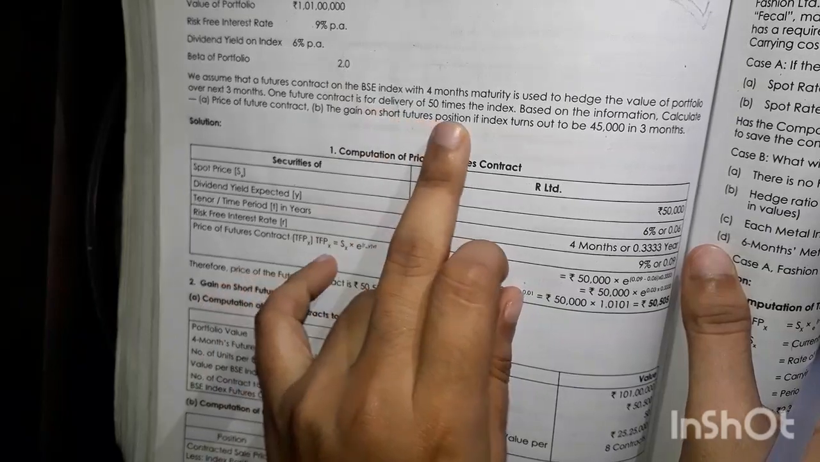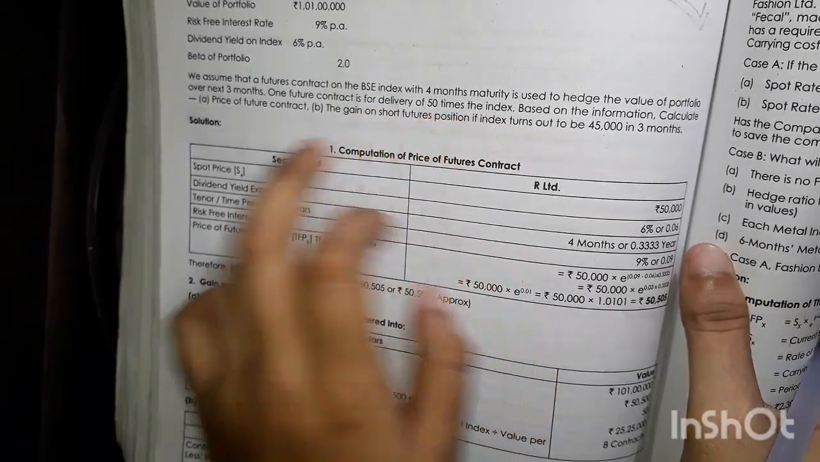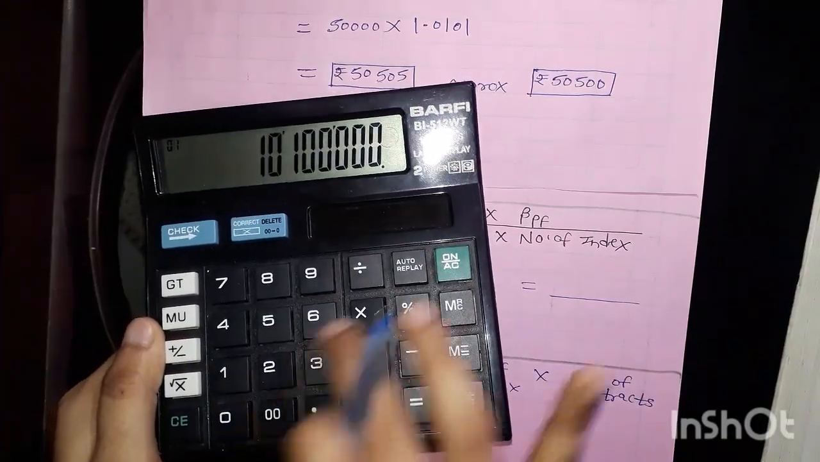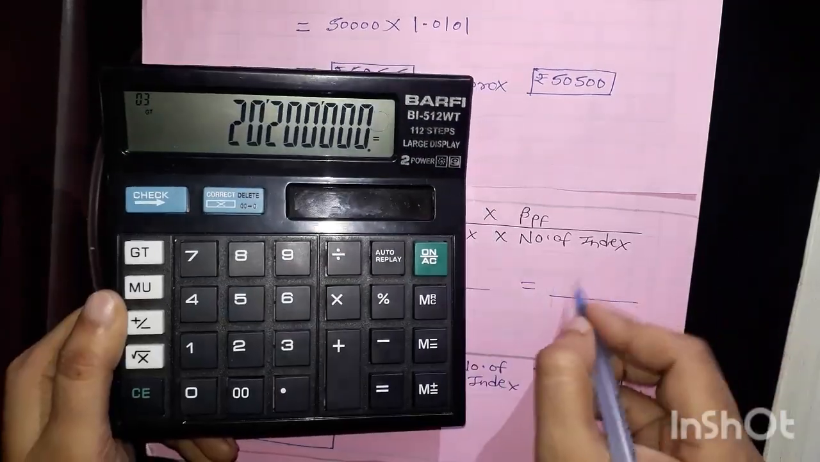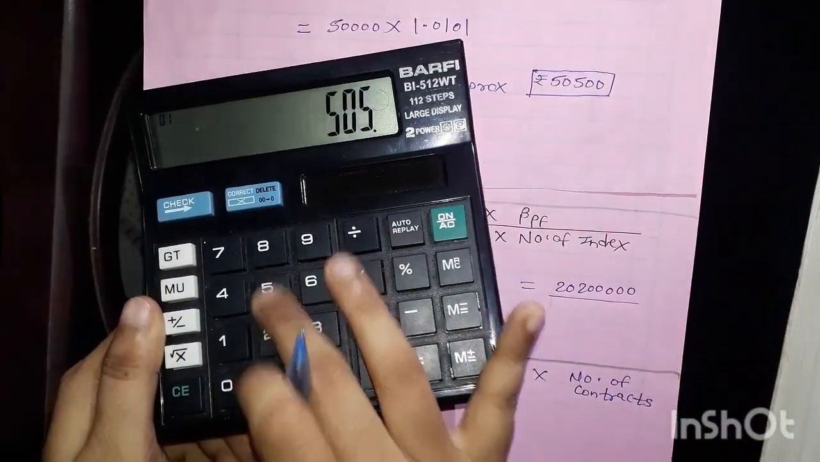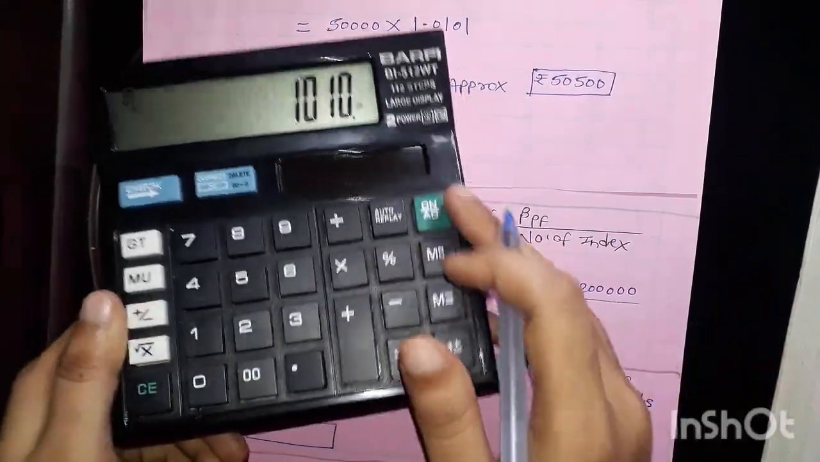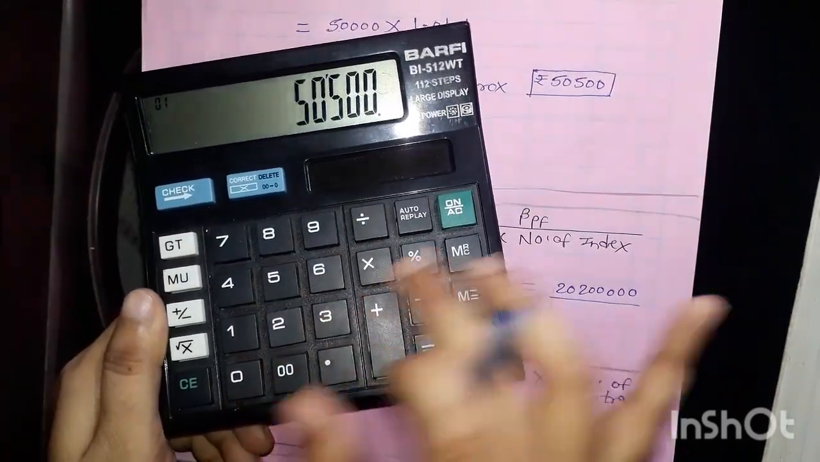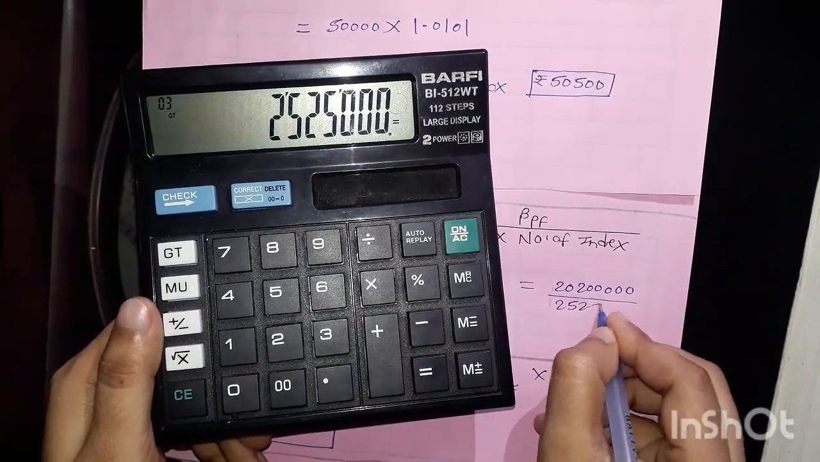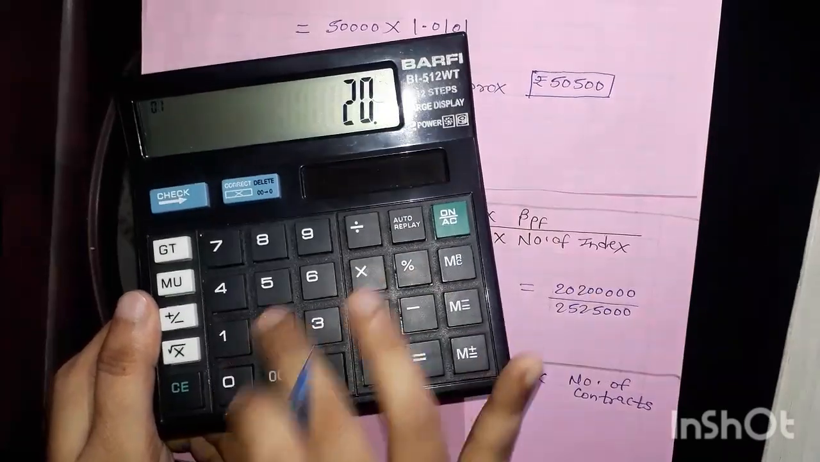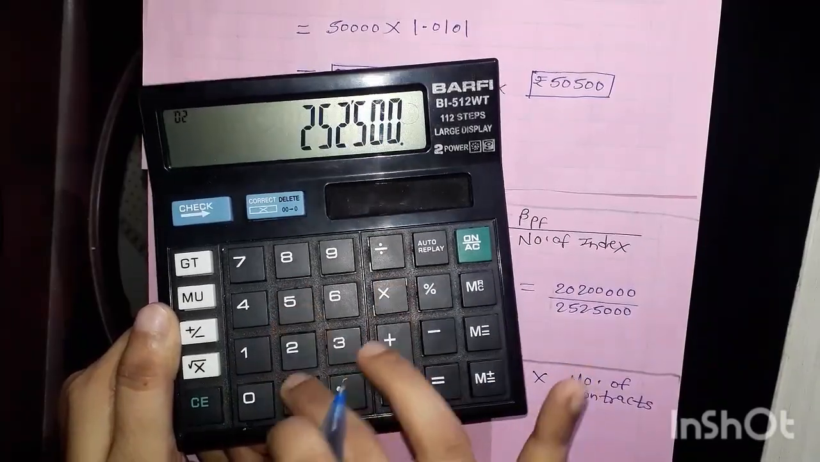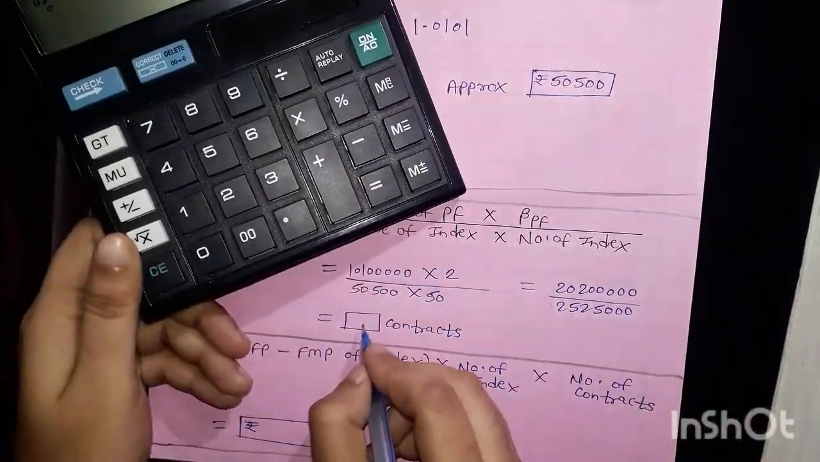See, delivery of 50 times the index, so this is nothing but the number of index. Okay, so it is 50 multiplied by 2, divided by 50,500 multiplied by 50. So I am getting something went wrong. It means 50,500 multiplied by 50. So I am getting here 25,25,000. So just divide it. I am getting the number of contracts, that is 8 contracts.